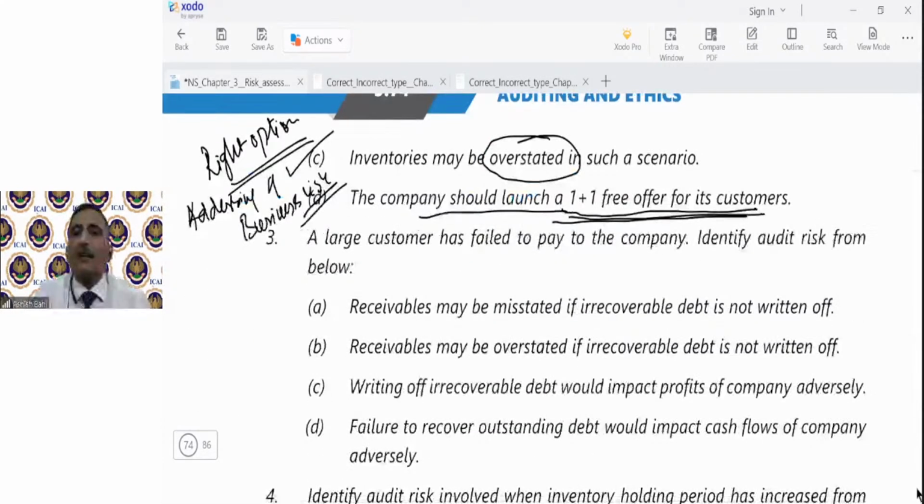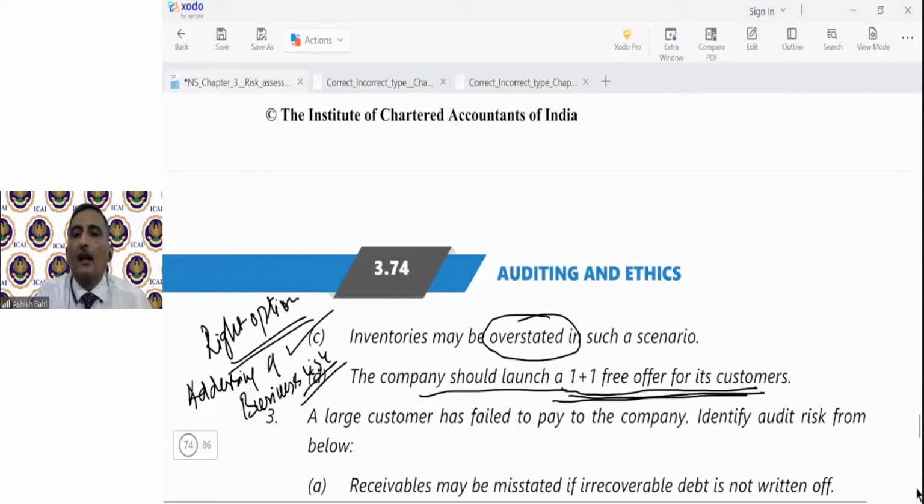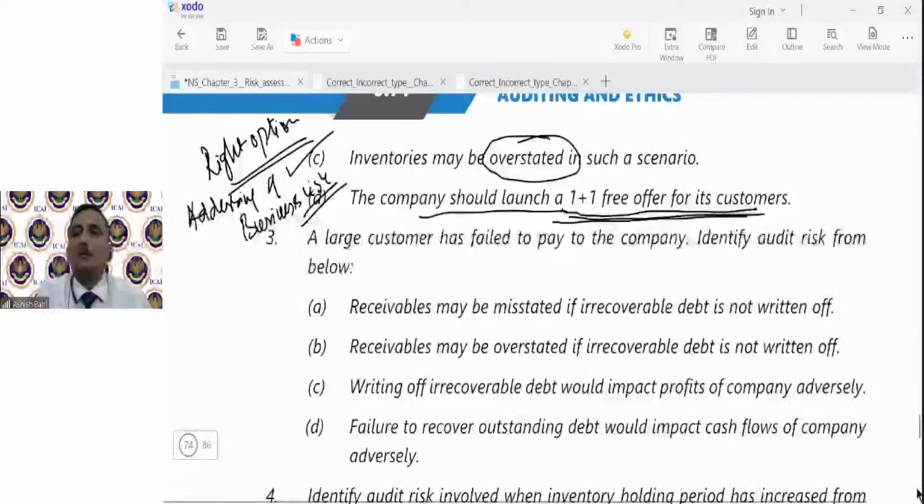A large customer has failed to pay to the company. Identify audit risk from below. The company had sold goods to some customer, and the customer has not paid the amount of rupees 5 crore. So it is a fairly large amount. So identify the audit risk from below. From the 4 options given below, what is the audit risk?